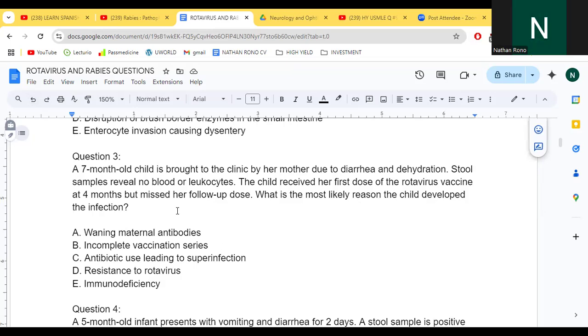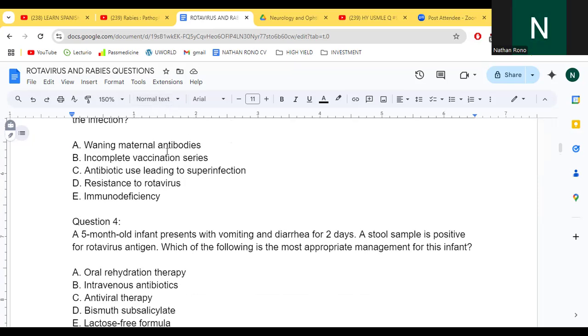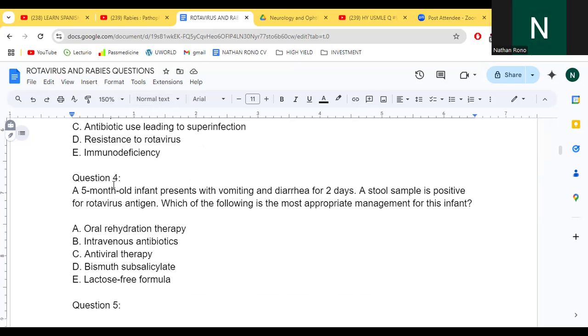So regarding maternal antibodies, what choice A basically means is a decline in the maternal antibodies. So this is not the case. Then antibiotic use. There's nowhere I've been told the patient is using antibiotics. Resistance to rotavirus, no. Immunodeficiency, no. Immunodeficiency, maybe if the child was HIV positive or in any other immunodeficiency state. Okay, so the answer here is incomplete vaccination series.